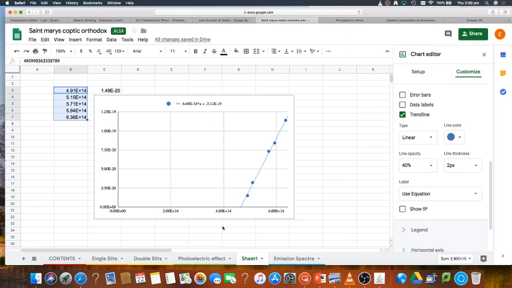We can't actually see the y-intercept on this graph, but if you try and take that line back, you can see it will be going further and further. So this is the minimum energy required to release any electrons from the metal, and that's called the work function. So the work function of whatever this happened to be was approximately 3.11 times 10 to the minus 19 joules.